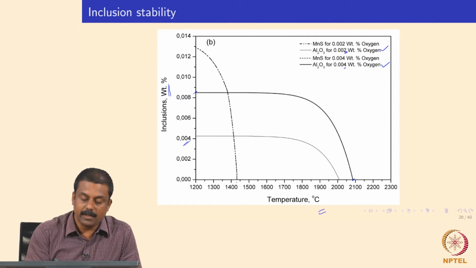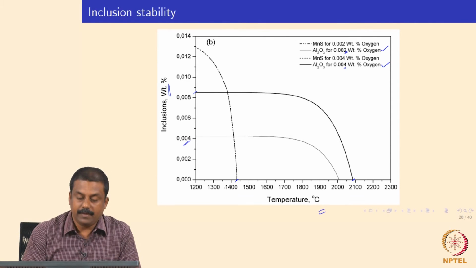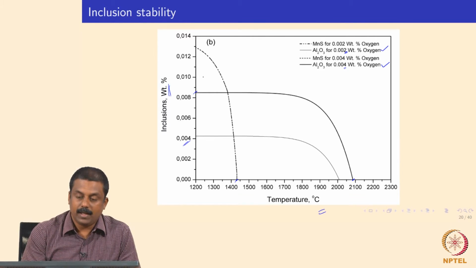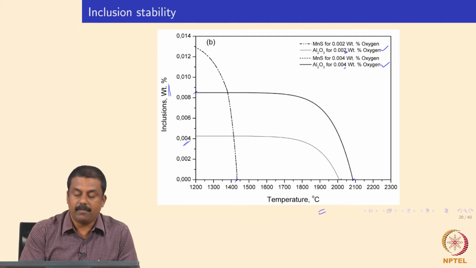And subsequently, when you cool down, because of entrapment of manganese and sulfur in the oxide inclusions, you will also have manganese sulfide formed. And the formation of manganese sulfide is not influenced by oxygen. So the oxygen would severely affect the volume fraction of oxide inclusions that are present in the weld pool.